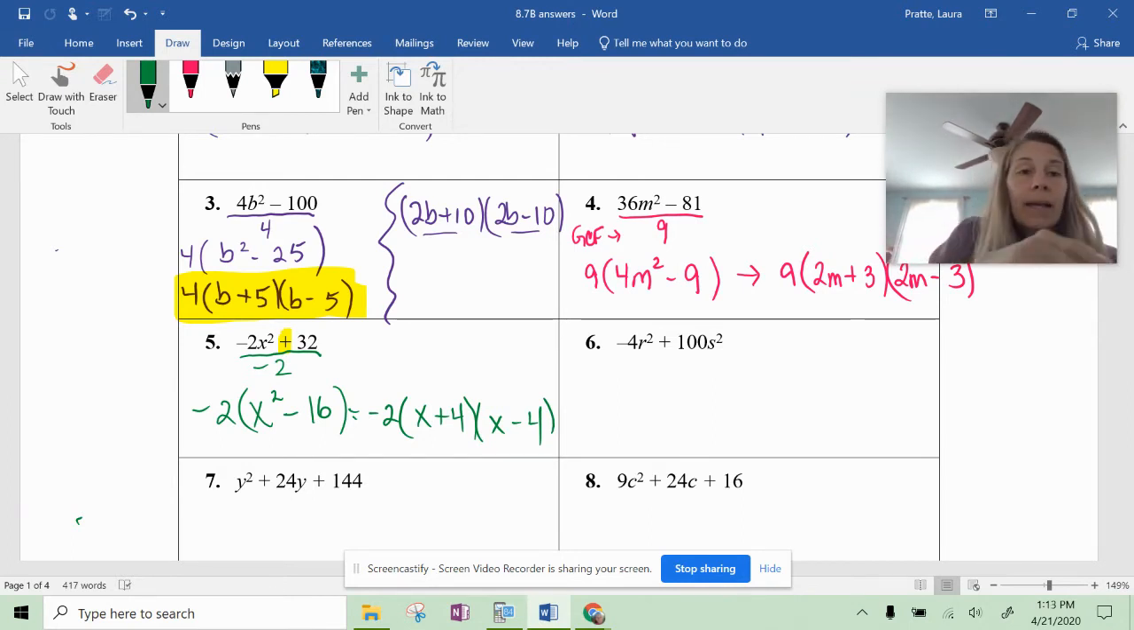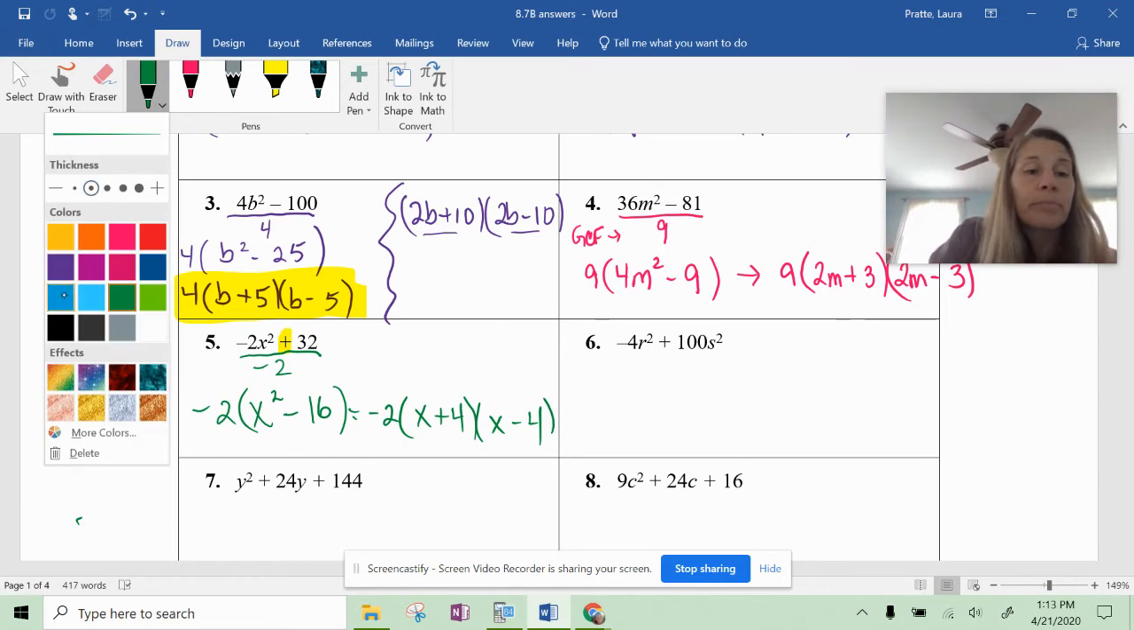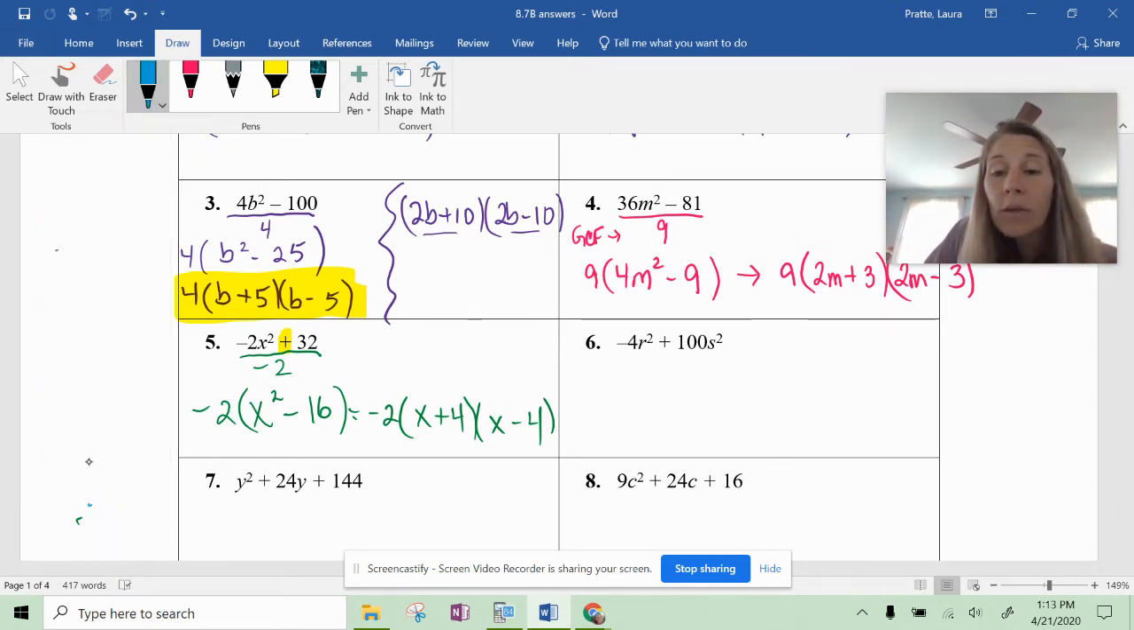Okay, number 6. So again, you want to divide out a GCF of 4 here, and because that lead term has a negative on it, you want to take out a negative with that GCF as well. So you're dividing by negative 4. That would make this positive r squared minus 25s squared.